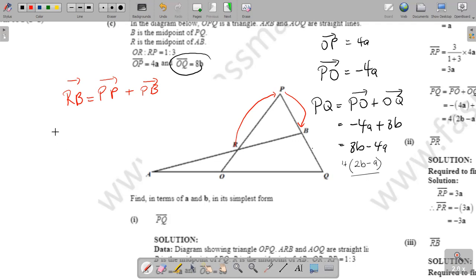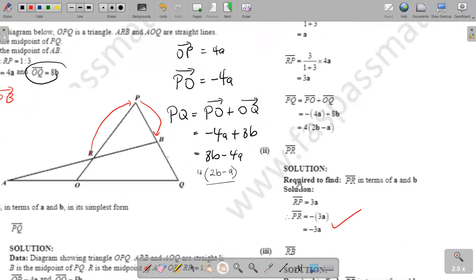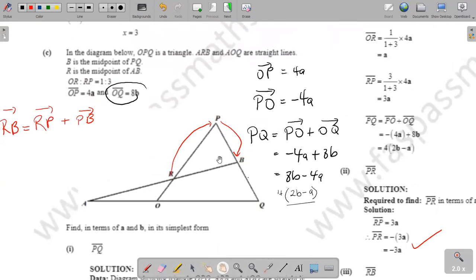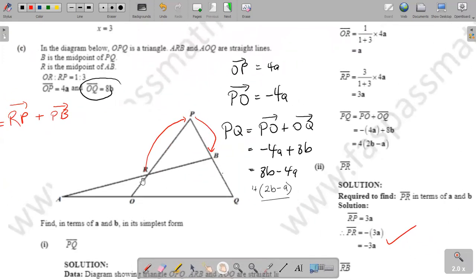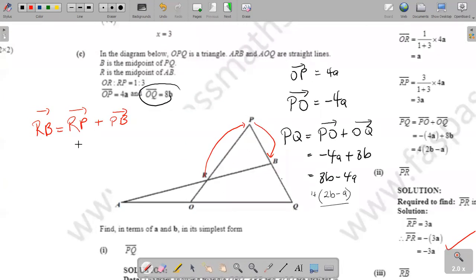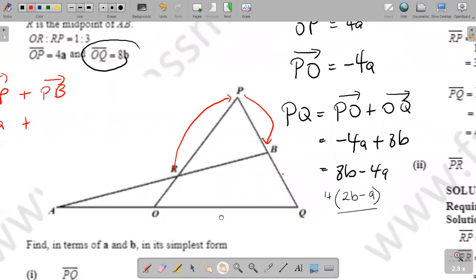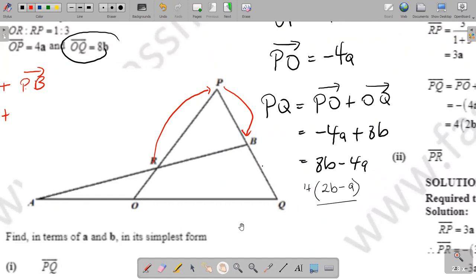So let's start with that. Do we agree with this part here? The pathway, we just choose the pathway. We're going to go from R to P and then P to B. Everybody okay with that? No, this is supposed to be an R, guys. Lord help me. How do we go from R to P? We just found that answer. How do we get RP? RP is going in the right direction, so RP is just 3a plus, how do I get PB? What do we know about PB? PB is half of PQ.